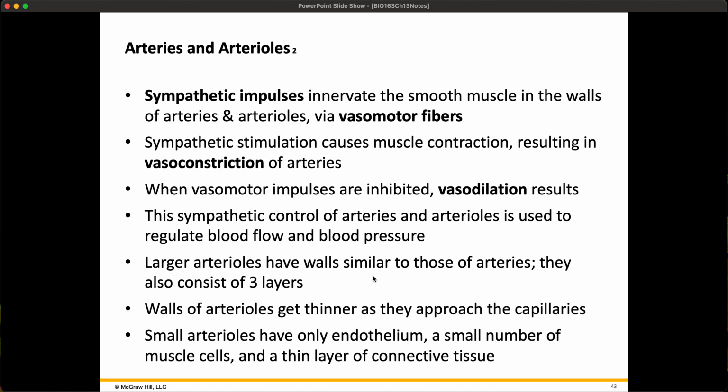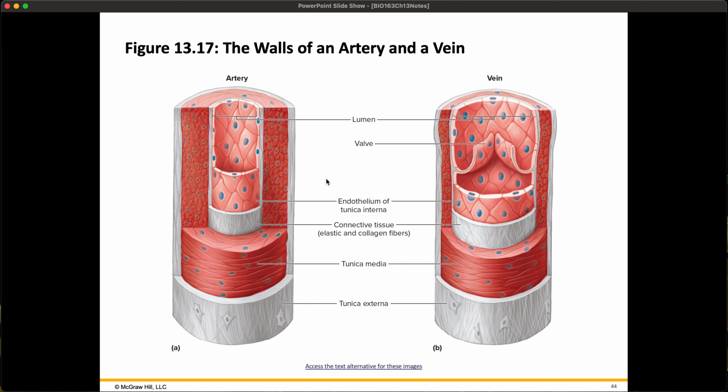Larger arteries have walls, some arterioles have walls like arteries, as I was saying, but as those arterioles divide and get thinner and get to capillaries, they may only have the endothelium, a few muscle cells, and some small connective tissue layers. Here you can see the artery versus a vein. So they both have this tunica externa, that connective tissue layer anchoring them in space. The tunica media, you can see how thick it is on the artery versus on the vein. And then veins also have on their endothelium, the tunica interna, these valves where arteries do not.